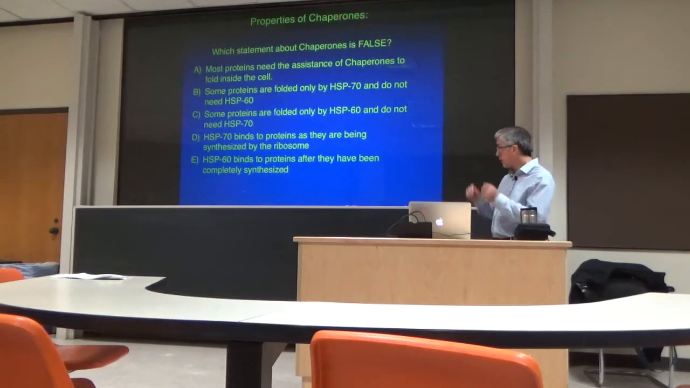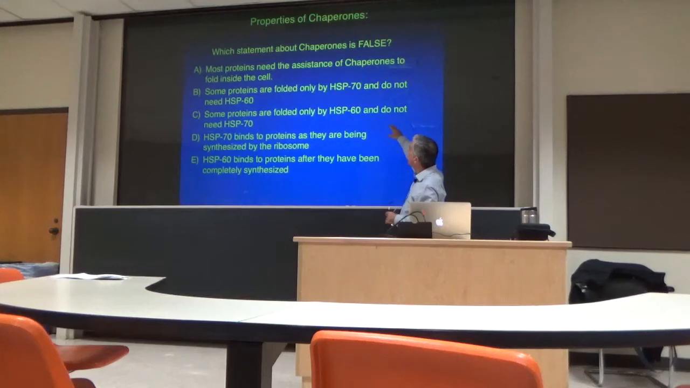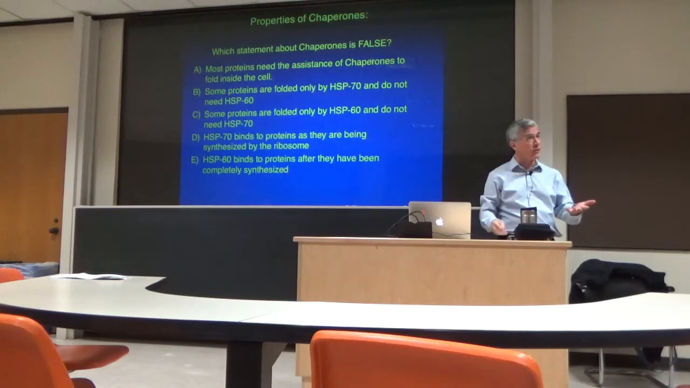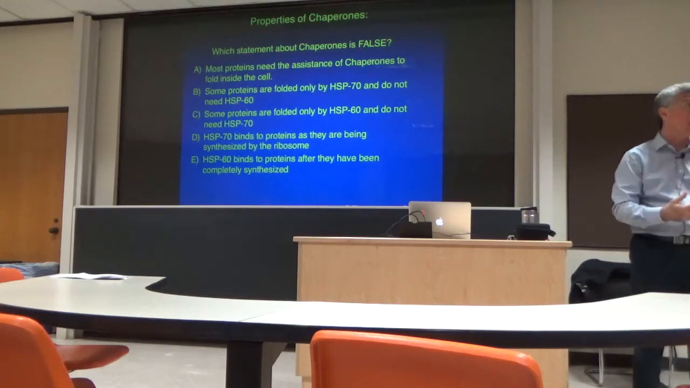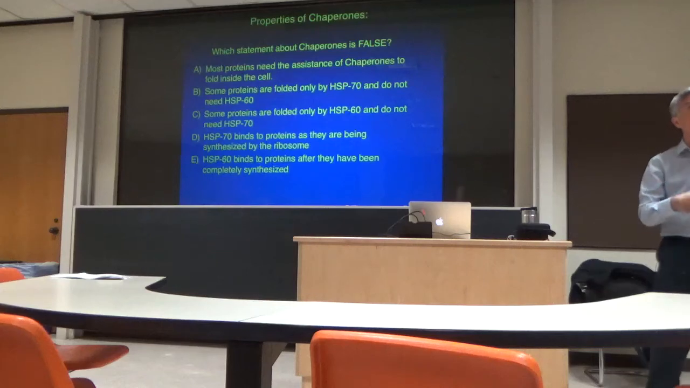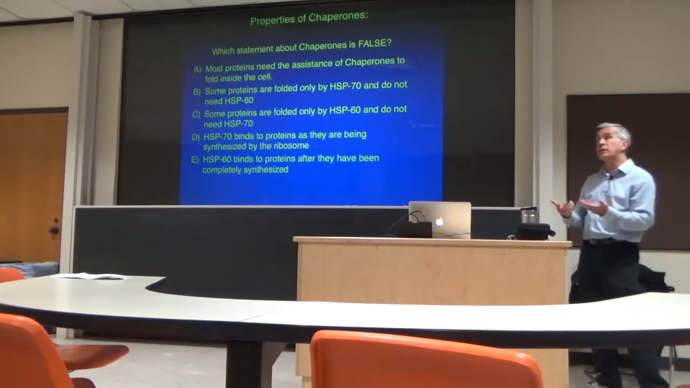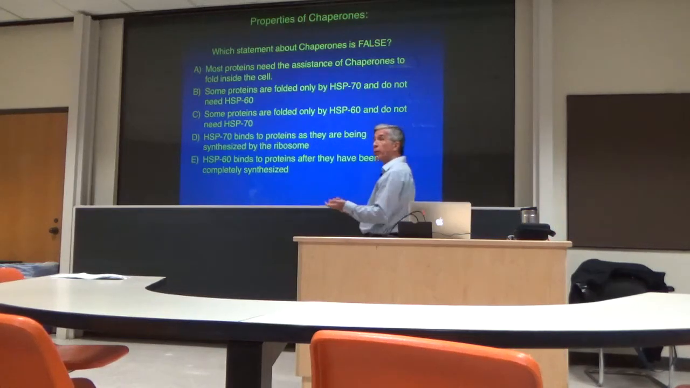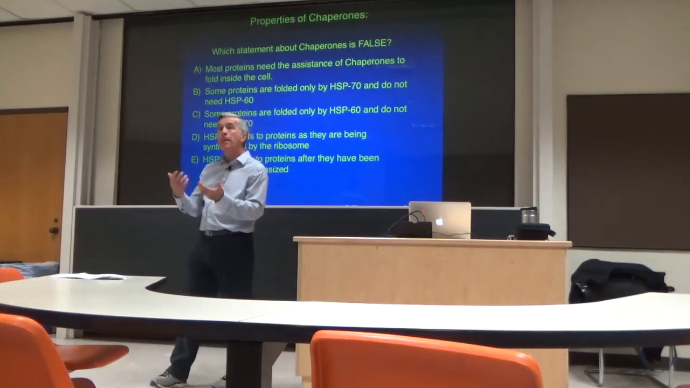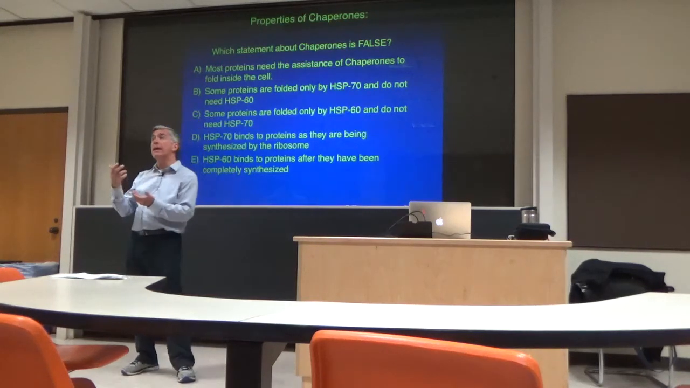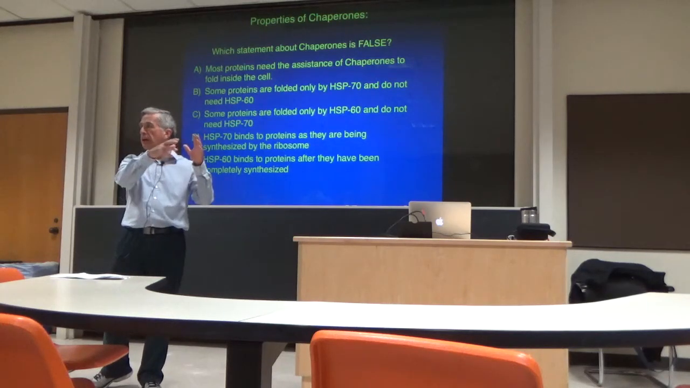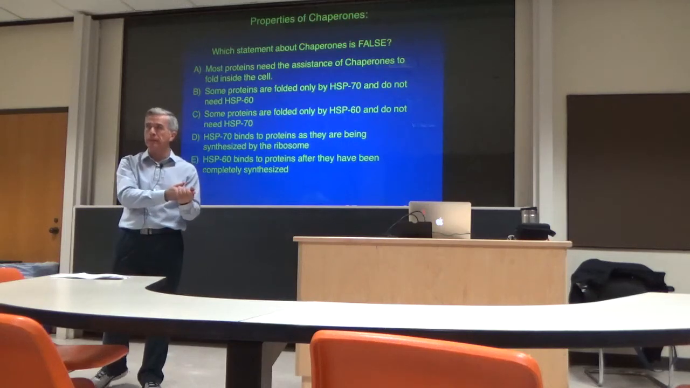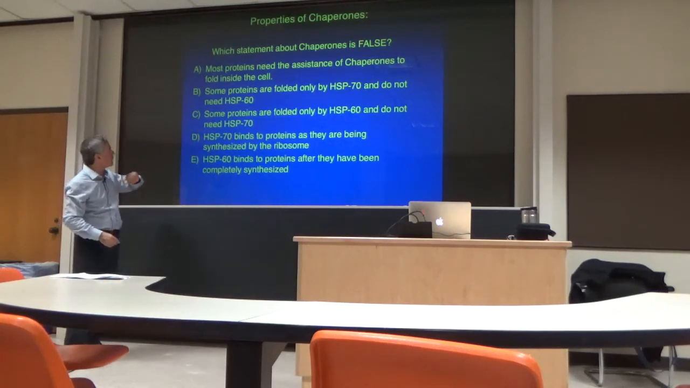So the false statement here is that some proteins are folded only by HSP60 and do not need HSP70. Because what the textbook tells us is that HSP70 binds to proteins as soon as they are coming out of the ribosome. So that would apply for all proteins. So all nascent proteins are going to be bound by HSP70. HSP70 may try to fold those, can fold a whole bunch of proteins, but some larger, more complex proteins cannot be folded by HSP70. So HSP70 will donate them to the HSP60 folding chamber, as we saw in the movie, right? So that's why that's the wrong statement.